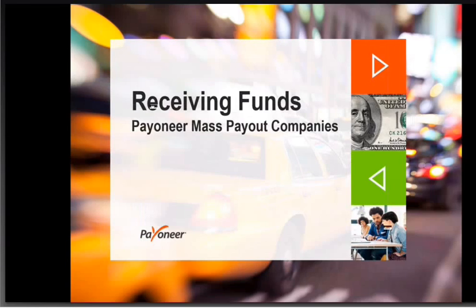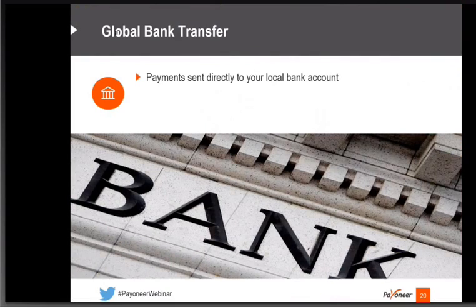Other ways of receiving funds are global bank transfer. The global bank transfer allows you to receive payments to your local bank account from companies that work with Payoneer, our partners, that offer this service. It is not offered by every company, but many companies offer both this service and payments to your Payoneer card. You do not need multiple bank accounts. You just need a bank account in your country, and you receive your payments directly there.